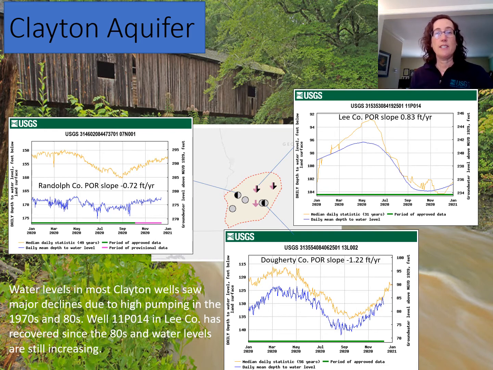Water levels have decreased significantly in the Clayton Aquifer since the 1970s. It is a relatively deep aquifer in southwest Georgia and less affected by rainfall than shallower aquifers. Water levels were below median levels in Randolph and Dougherty, and for most of 2020 in Lee County. The long-term trends are decreasing in most areas of southwest Georgia, but increasing in this particular well in Lee County.